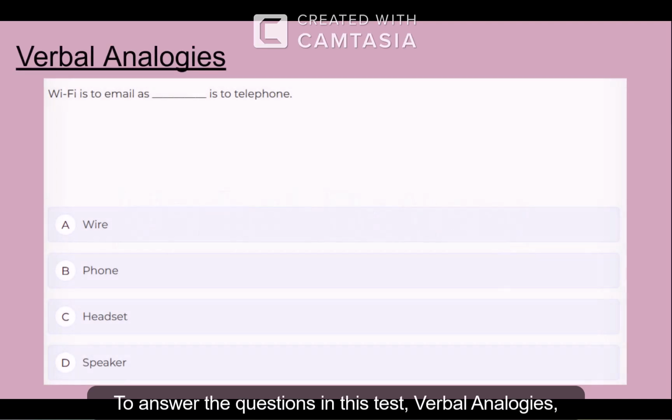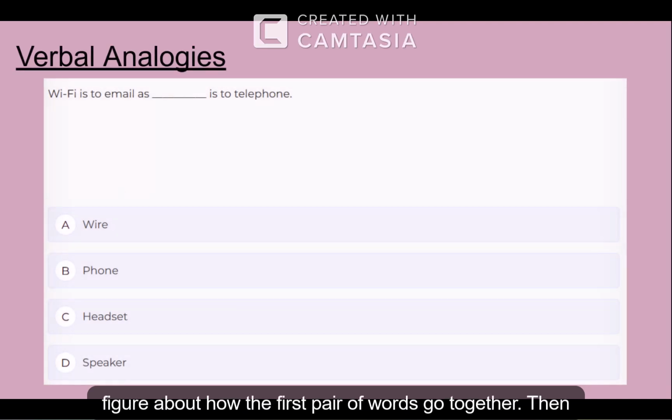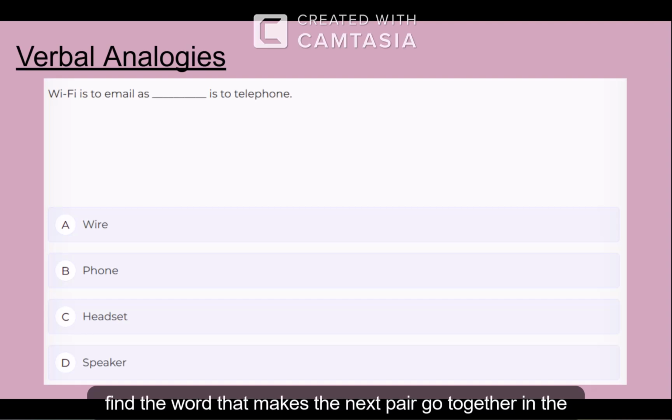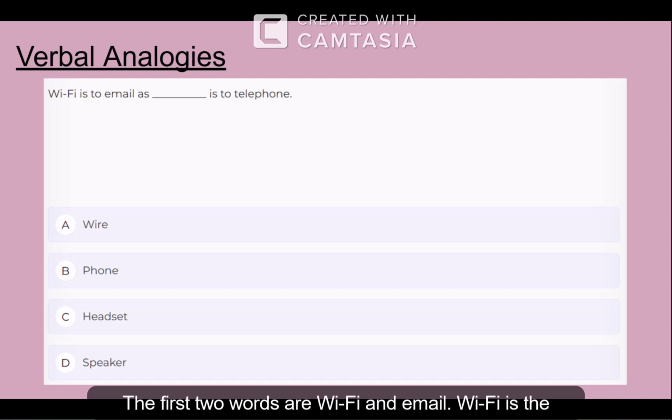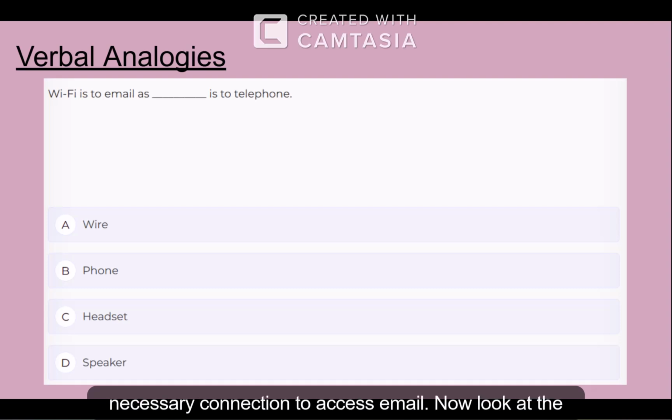To answer the questions in this test, verbal analogies, figure out how the first pair of words go together. Then find the word that makes the next pair go together in the same way. Look at the sample question. The first two words are Wi-Fi and email. Wi-Fi is the necessary connection to access email.